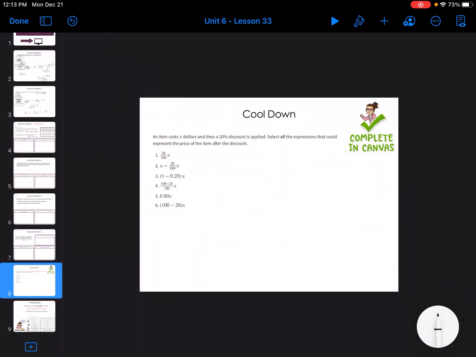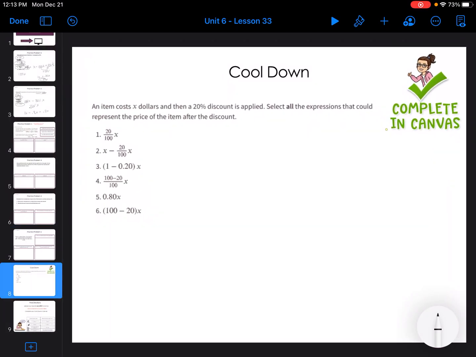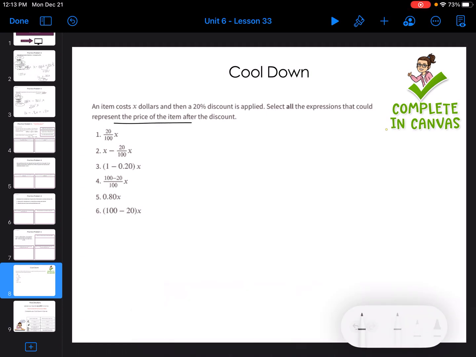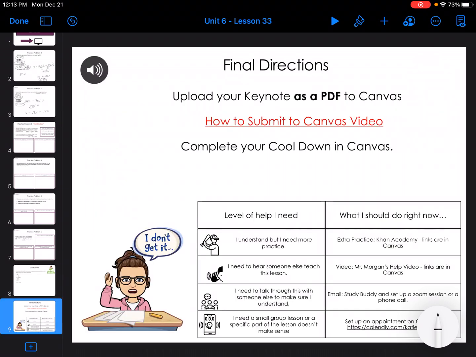All right, your cool down. It's just like the first 2 problems. They want you to select all. So an item costs X dollars, then a 20% discount is applied. What could be used to represent the price after the discount? So make sure you're paying attention to that. After the discount. They don't want the discount, they want after the discount.